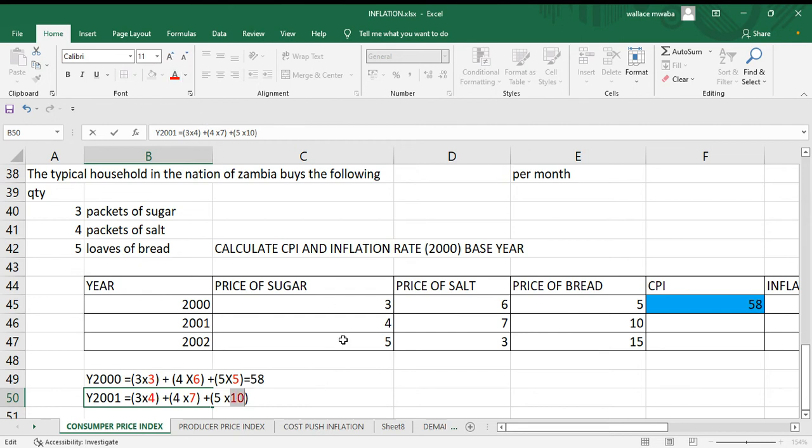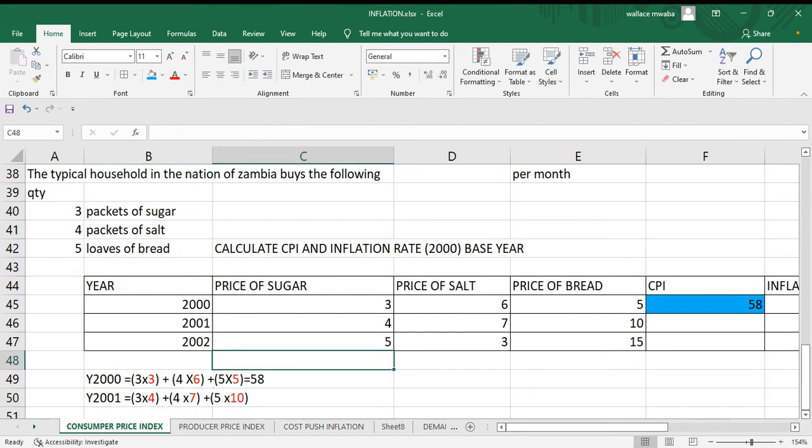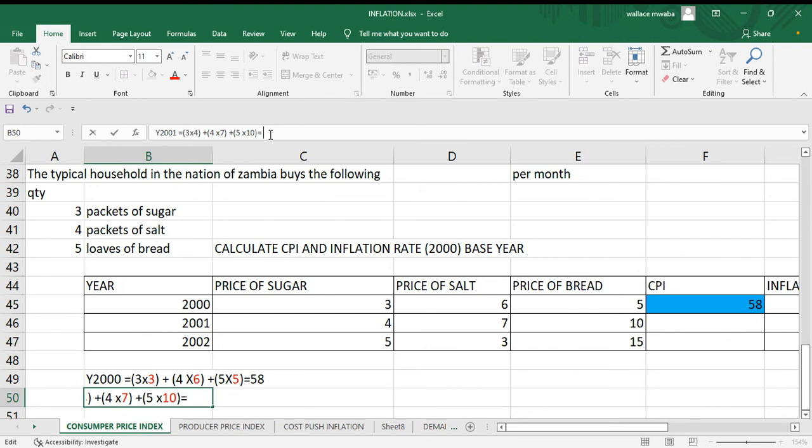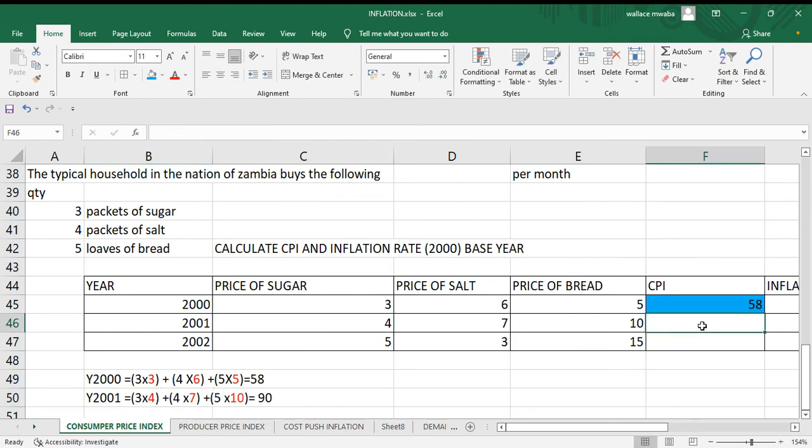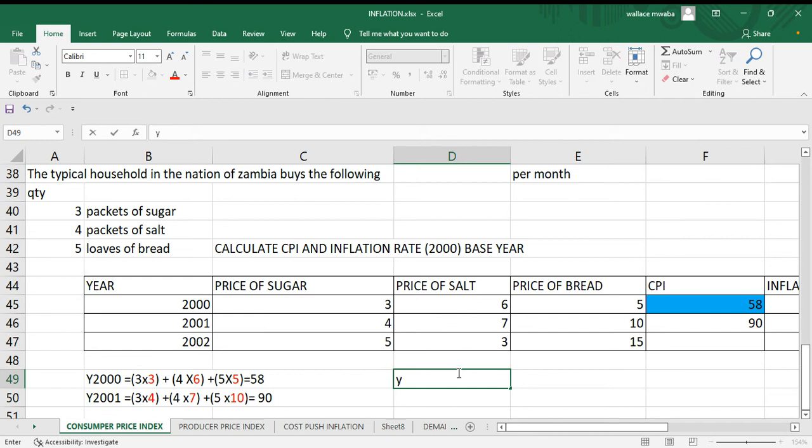So we're going to say 3 times 4, that is 12. 4 times 7, that is 28. Plus 50, that's 90. We're going to write here 90.